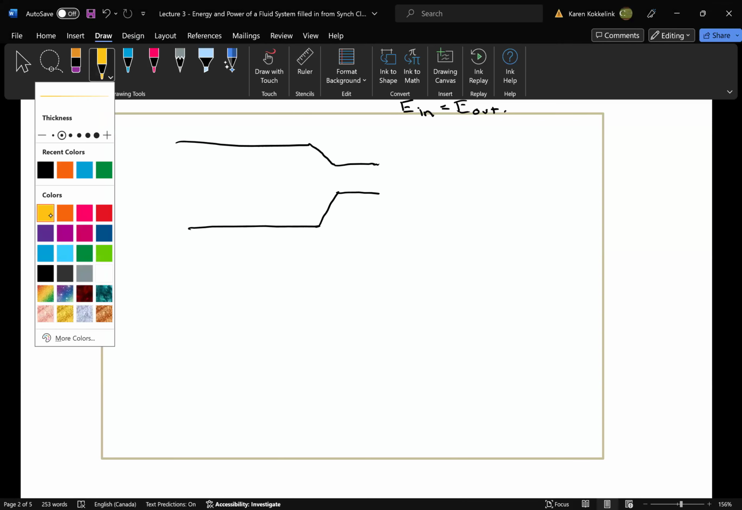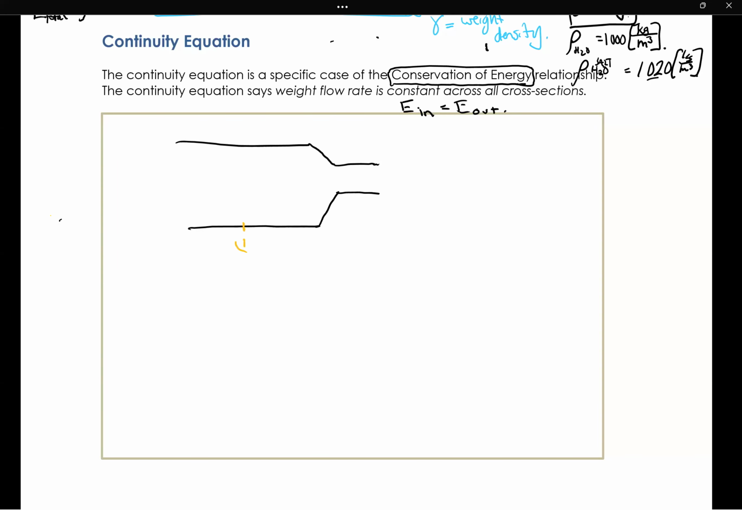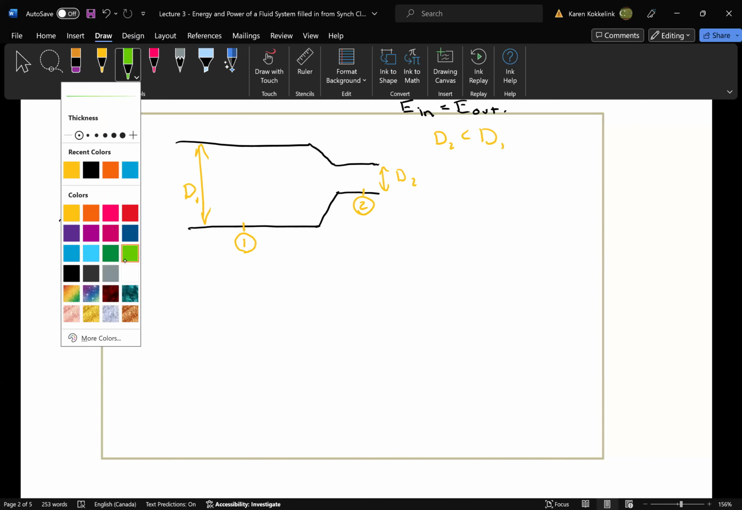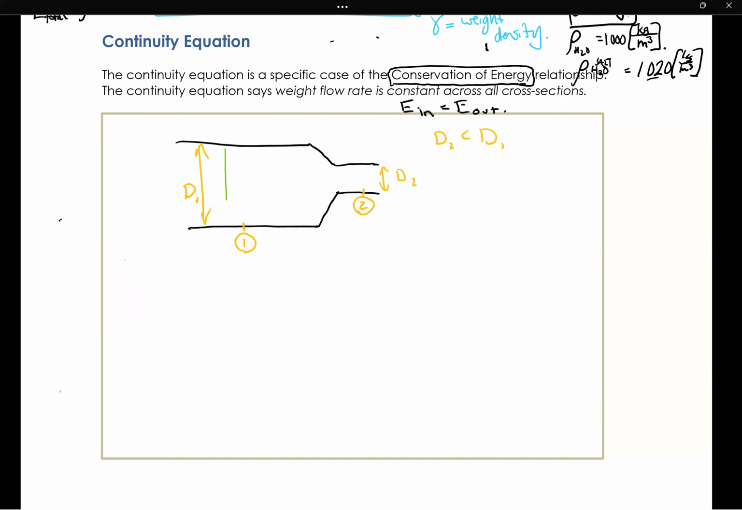So this is pipe of diameter D1, and we're going to look at the fluid as it goes between 1 and 2. So point 1 and point 2. At point 1, the diameter was diameter 1, and at point 2, the diameter is diameter 2, where D2 is less than D1. And we're looking at what's going to happen to that fluid when the diameter is less, and we still have to have the same fluid coming through.